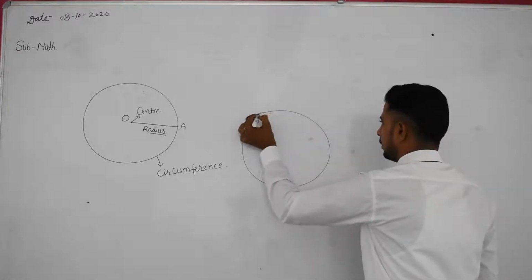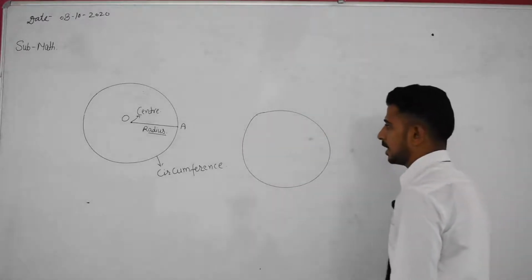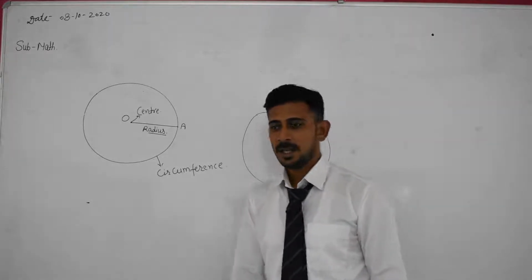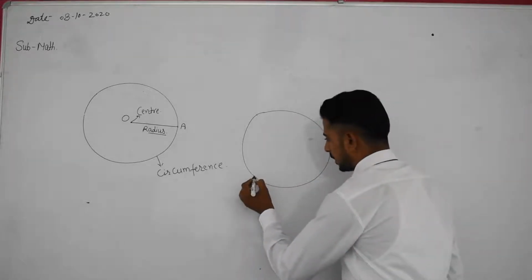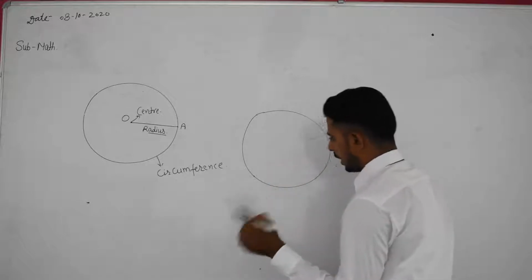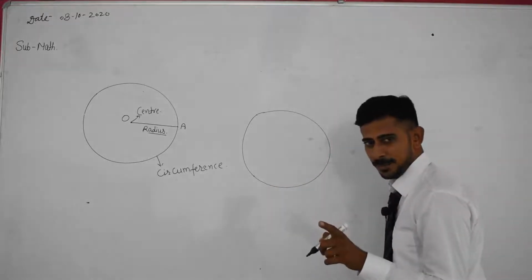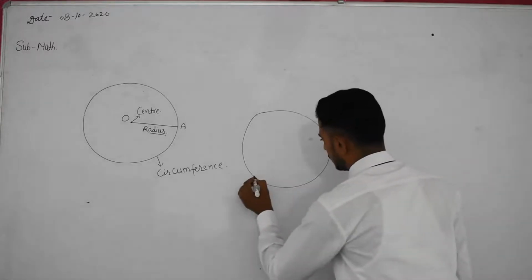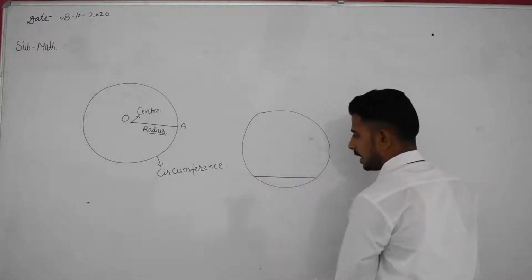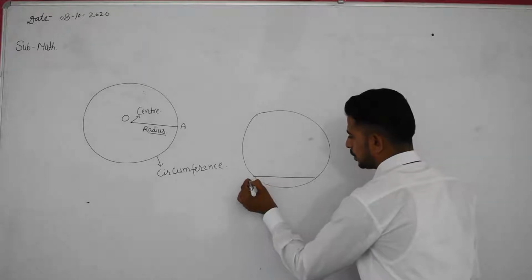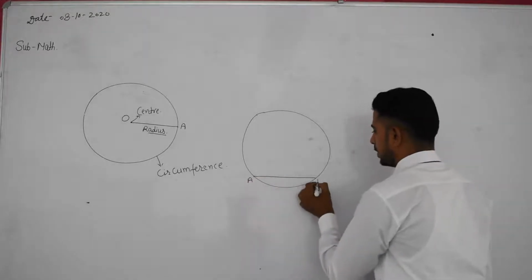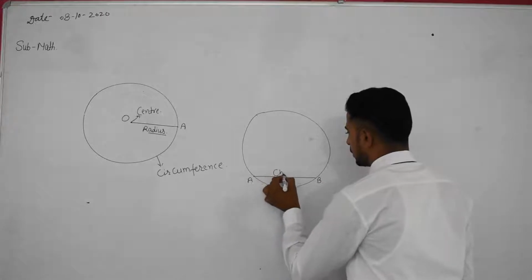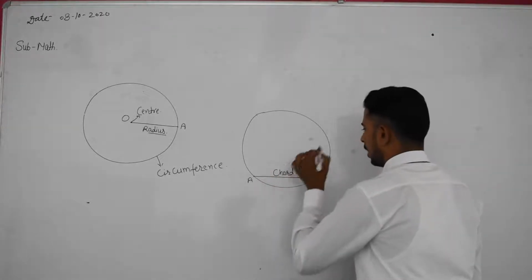Next, in a circle, if we join any 2 points on the circumference, this line segment joining any 2 points on the circumference is called a chord. This point is A, another is B. Then line segment AB is called a chord.